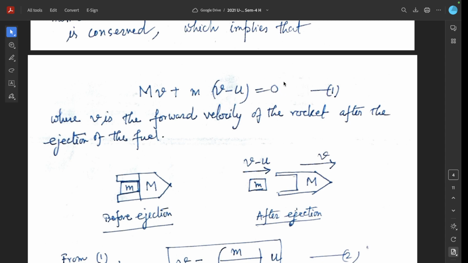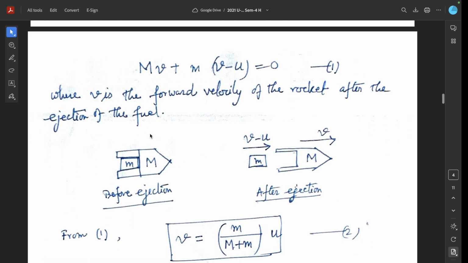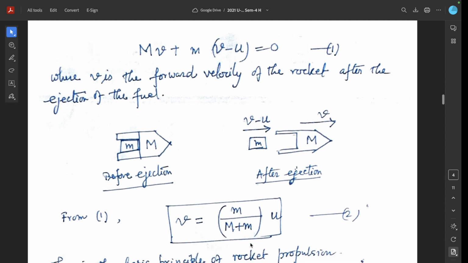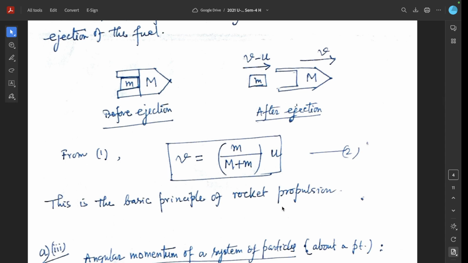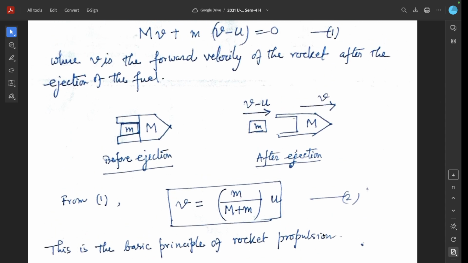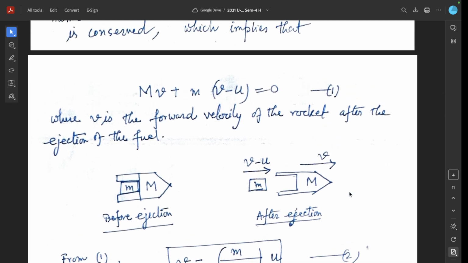Initial linear momentum is 0, and after ejection the linear momentum is this, so this is equal to this. Hence V equals small m by capital M plus small m into u, and this is the basic principle of rocket propulsion. Here we neglect the acceleration due to gravity. The basic principle of the rocket is this.